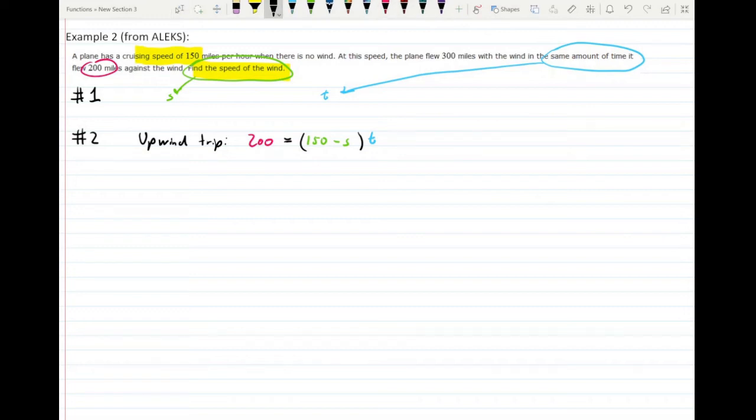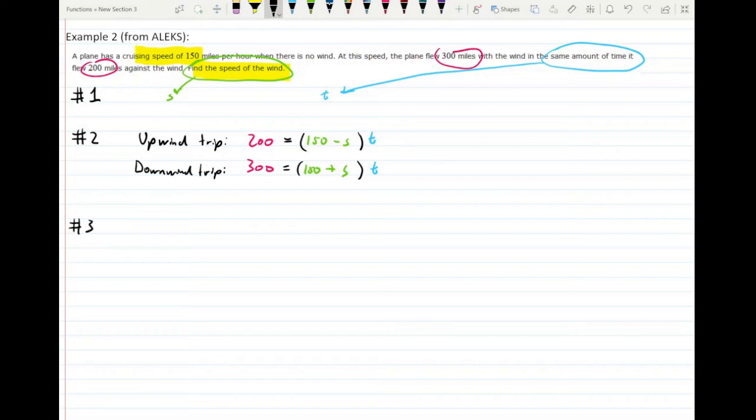Our downwind trip, our plane flew 300 miles, so distance of 300, at a rate of its cruising speed of 150, plus the speed of the wind, s, because when flying downwind, the wind is helping the plane along. And once again, it flew that fast for t hours. And so that gives us the two equations that we need.